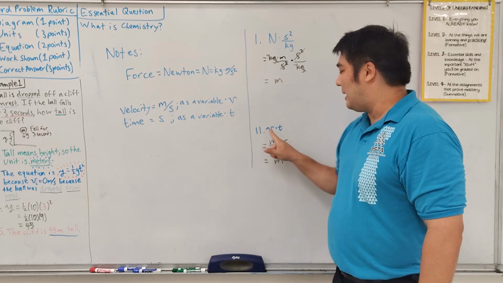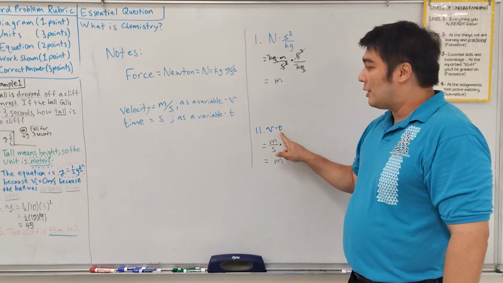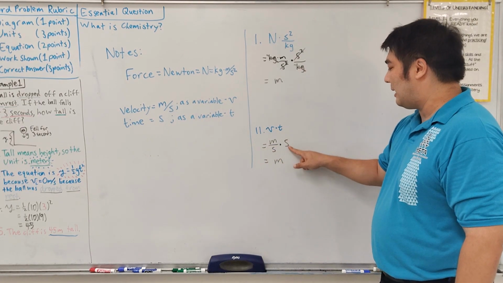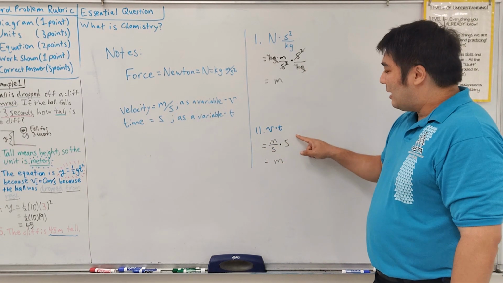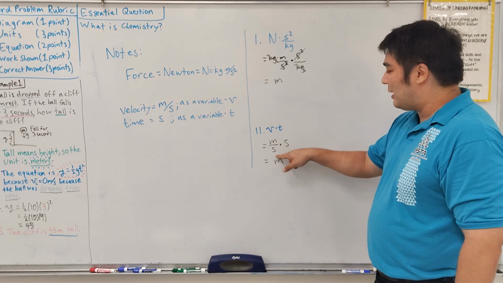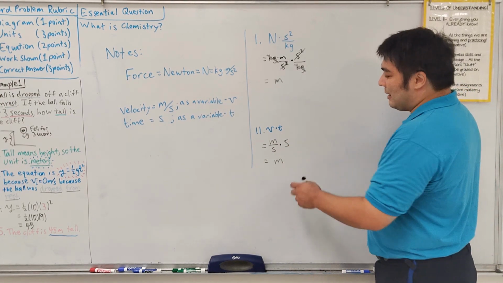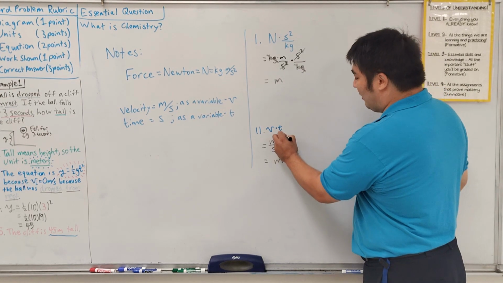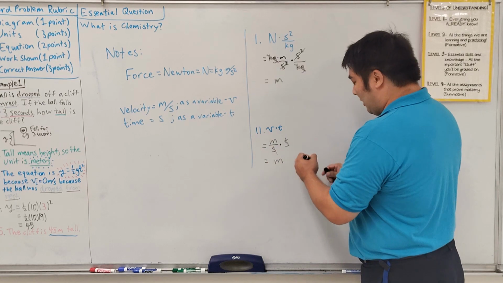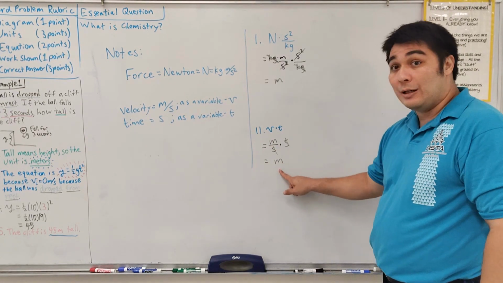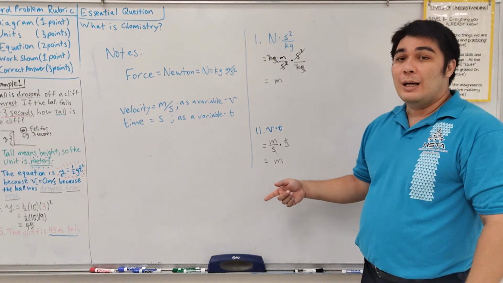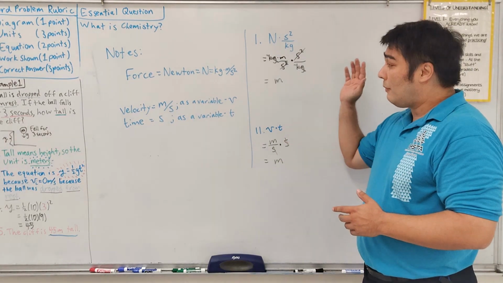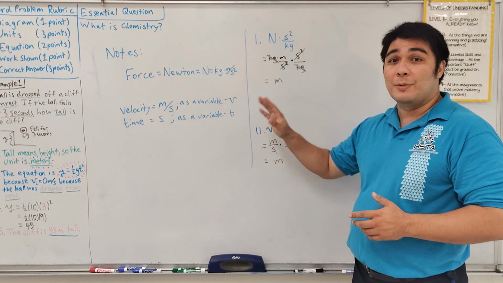Time as a variable is t, which is this variable right here. So what I do is I say, okay, time is equal to seconds. So I put seconds instead of time. Now that I've done that, I've got meters per second times seconds. So I can say, oh, I have seconds in the numerator, seconds in the denominator. I can cancel the seconds, and all I'm left with is meters.